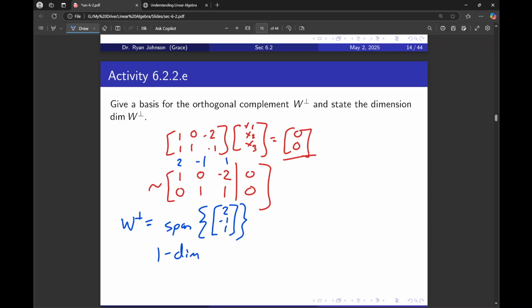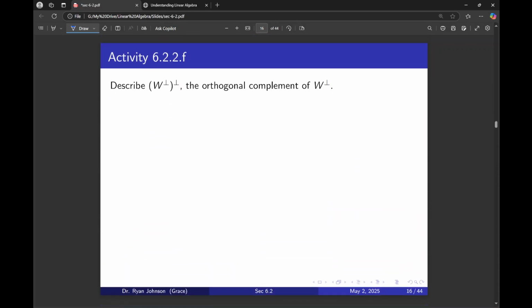Make sense? All right. So, what do you guys think? What would be W perp perp? Your thought? What's that? W. Yeah? Because if I tried to do that all over again, I'd get back to W. Okay, I might get a slightly different basis, but it'd be the same space.